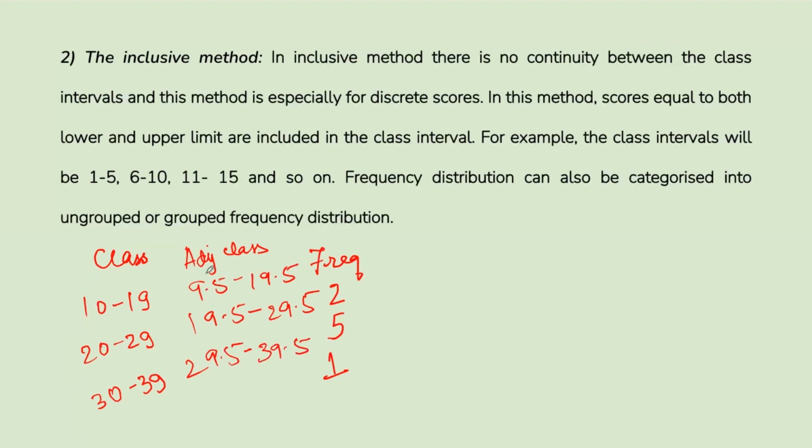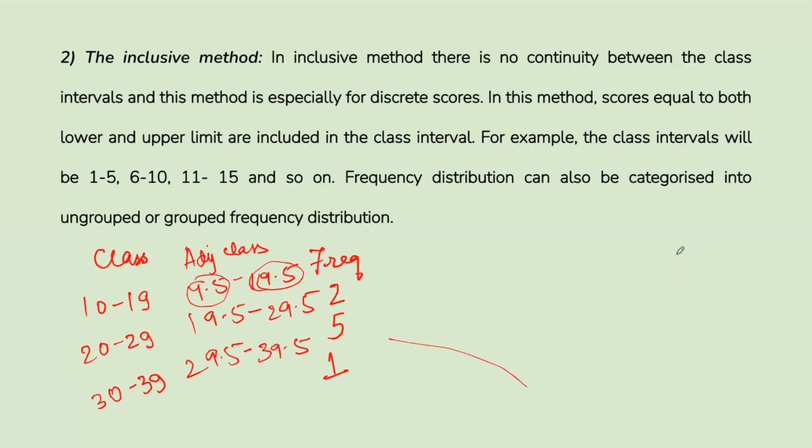Now this will be the new lower limit and this will be the upper limit. You have to remember this. This is how we explain the inclusive class and the exclusive class. So you have to be very clear about what an inclusive class is and what an exclusive class is.